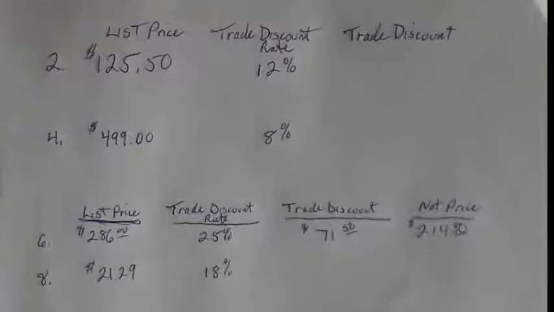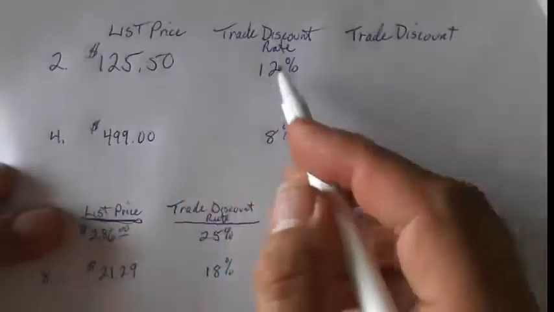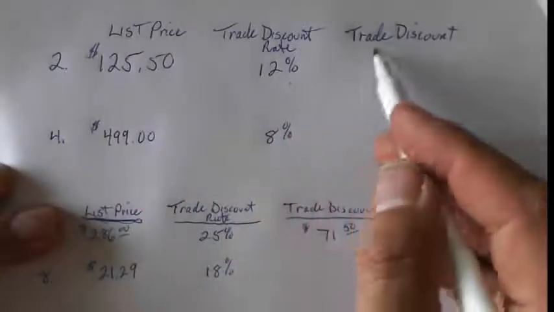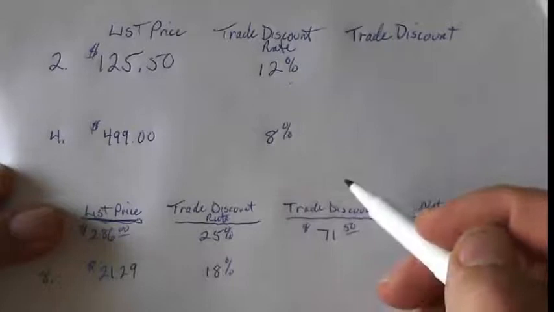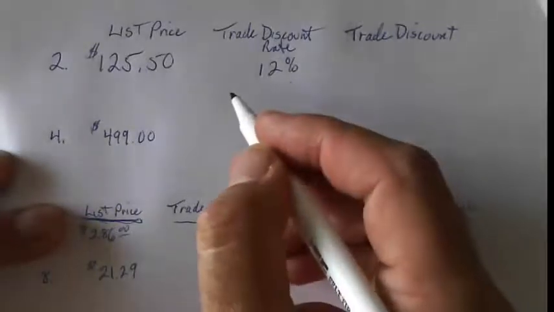Chapter 7, Section 2 goes along with the various ways to compute trade discounts. So looking at problem number 2, they're giving you the list price, the trade discount rate, and they're asking you to find the trade discount. So this is a simple multiplication problem.